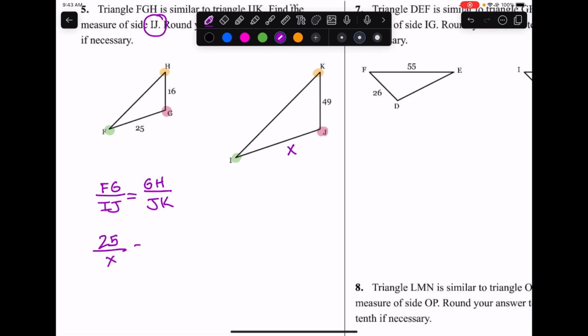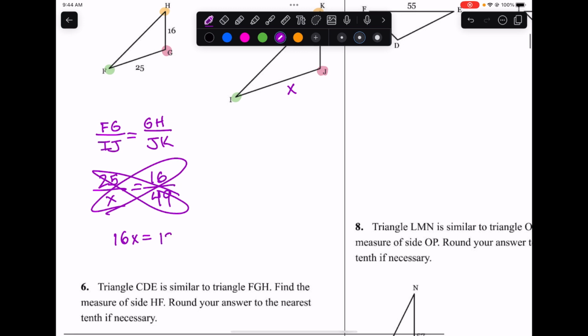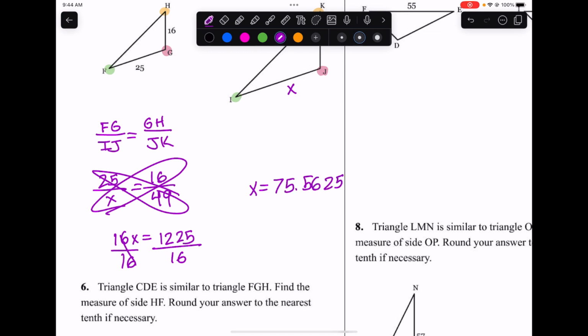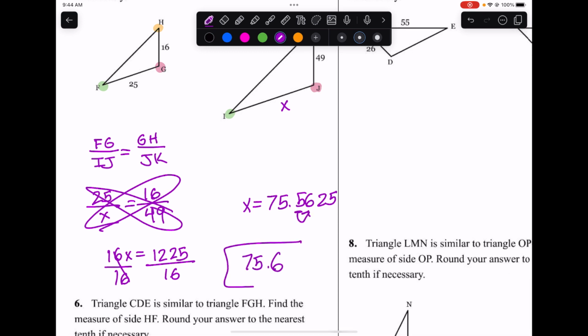25 over X is equal to 16 over 49. And now we will cross multiply to solve. So 16x equals 25 times 49, 1,225. Divide both sides by 16. We get x is equal to 75.5625. Now we're going to round to the nearest tenth. Look next door, 75.6.